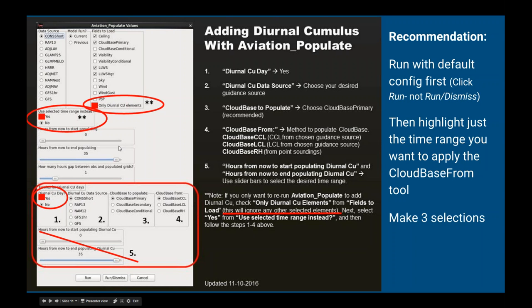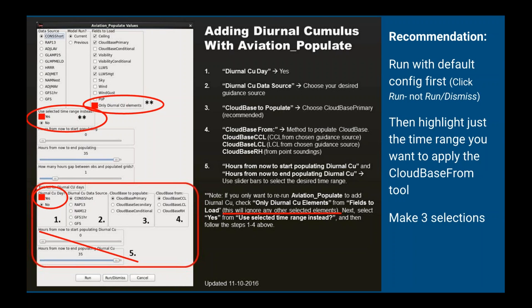I'm going to back up just a second on this idea. First of all, I would recommend running Aviation Populate with the defaults. It'll put ConSort in for the whole task period. Just start with that. Then click just run, don't click run dismiss. Because then you can go into your grids, highlight the time period where you think diurnal Q or some sub cloud base would be a good idea. And that's when you make your extra three selections in this Aviation Populate tool. And then you run it again.